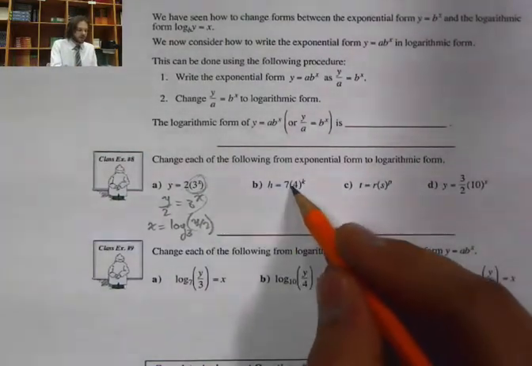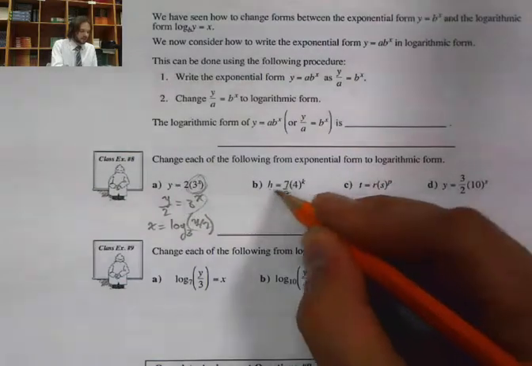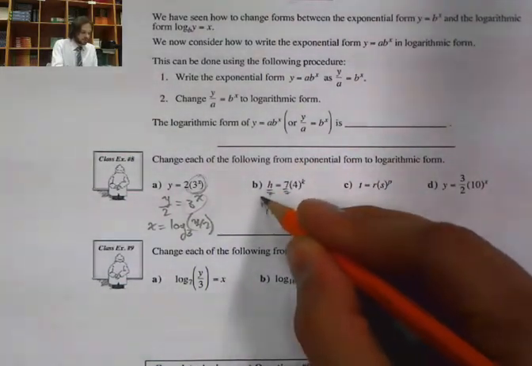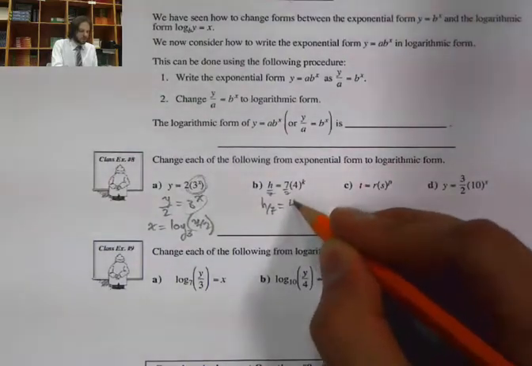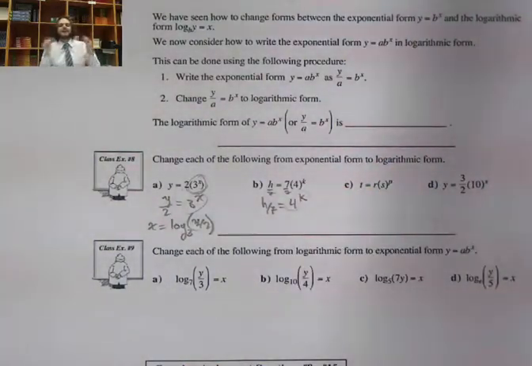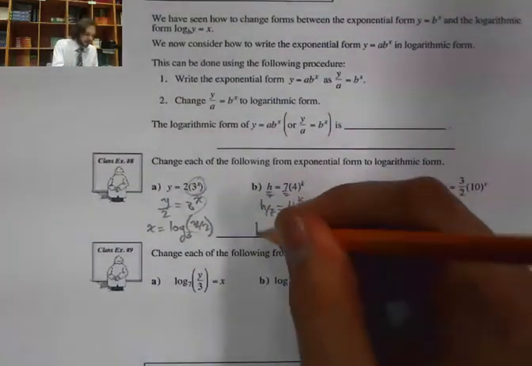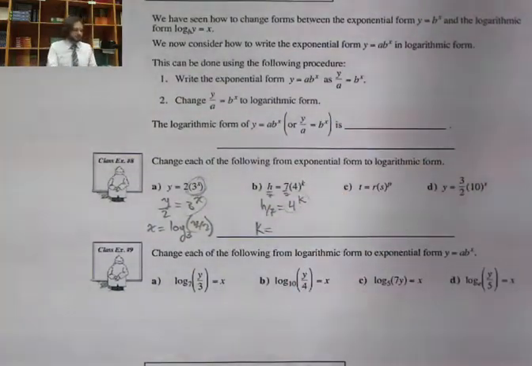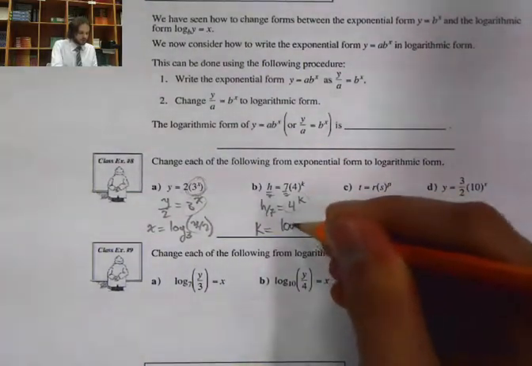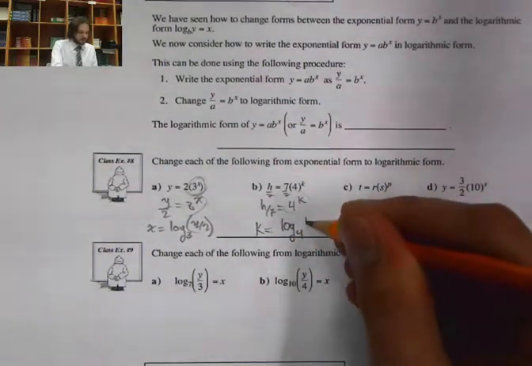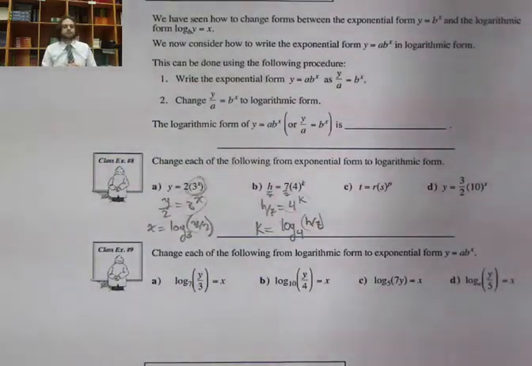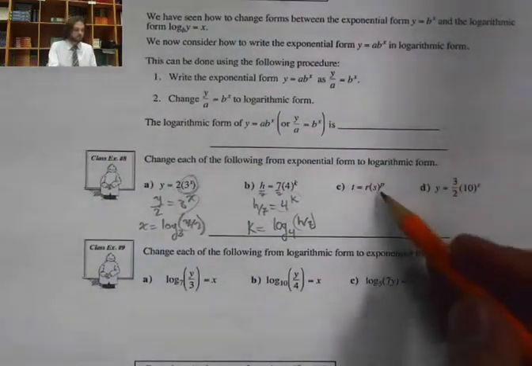Here we have h equals 7 times something. So I'm going to divide both sides by 7. So I get h divided by 7 is equal to 4 to the power of k. So I have my exponent as isolated as I can get. Now I know k is equal to log in base 4 of h over 7. Okay? Let's take a look at my next one.